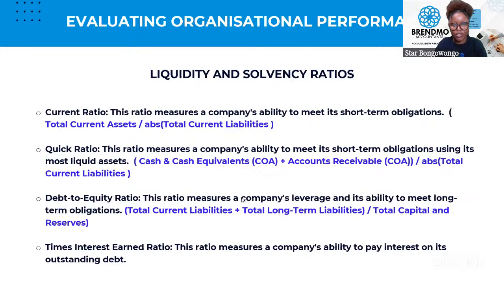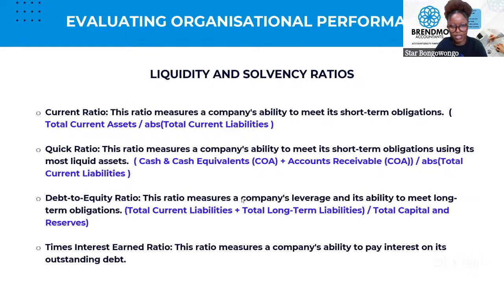Because sometimes what you might have under current assets might not be the most liquid asset. It may not be convertible into cash as fast as accounts receivable or cash and cash equivalents. So we only include cash and cash equivalents and accounts receivable, and then we're able to understand whether we are able to pay for our current liabilities in the short term. And then there is the debt to equity ratio.